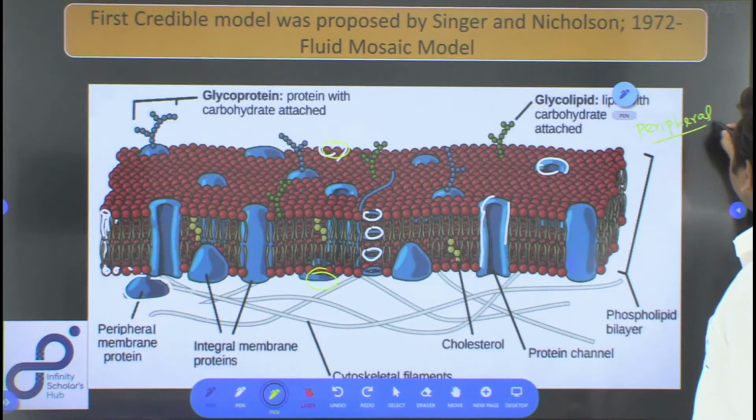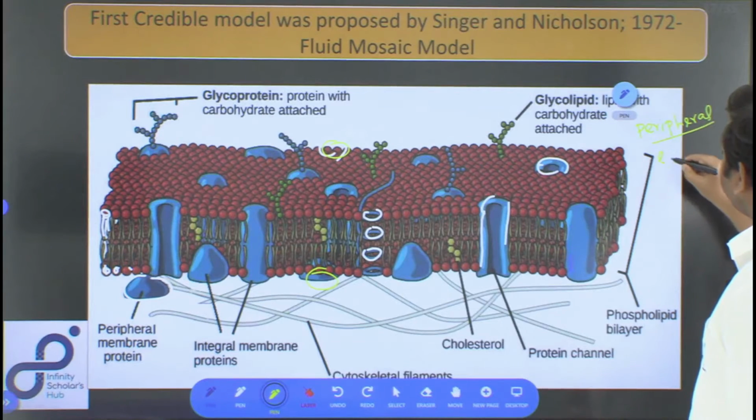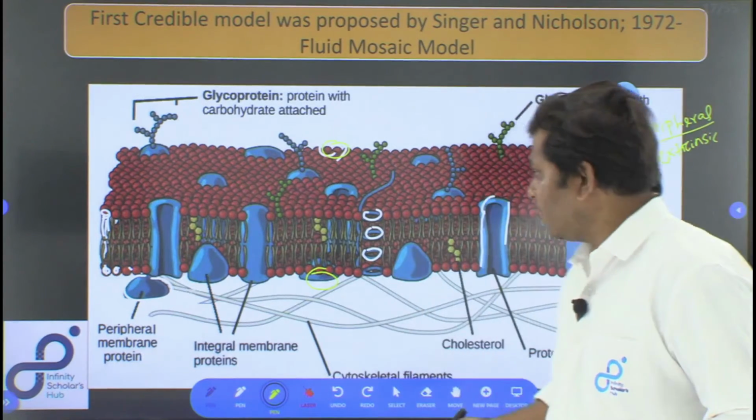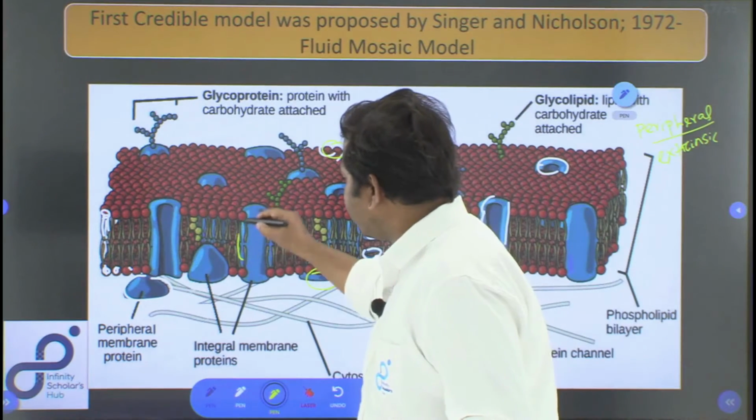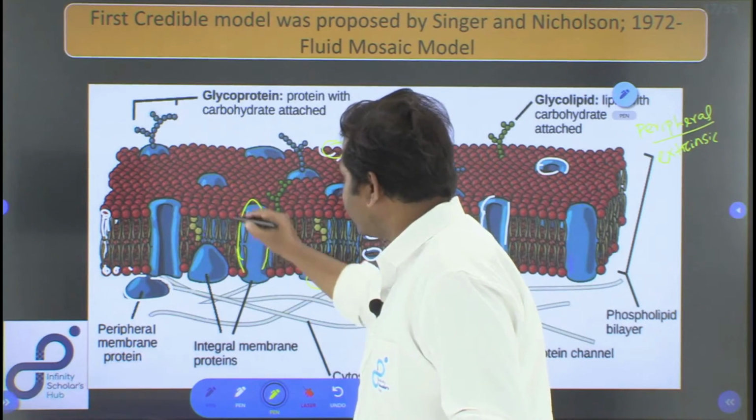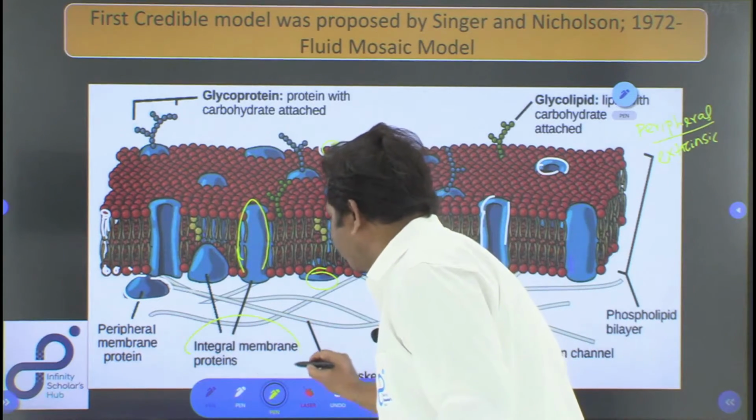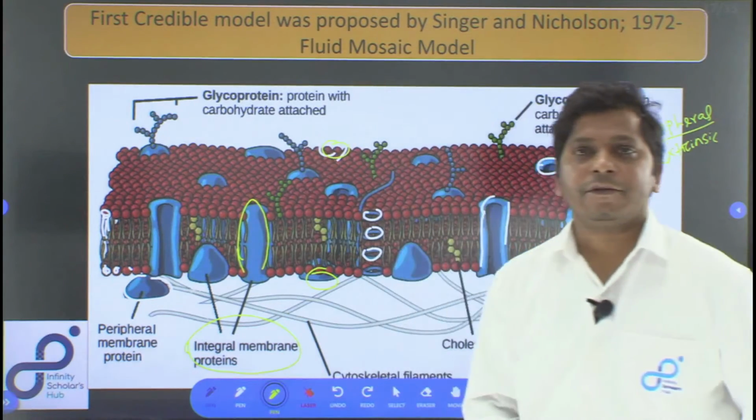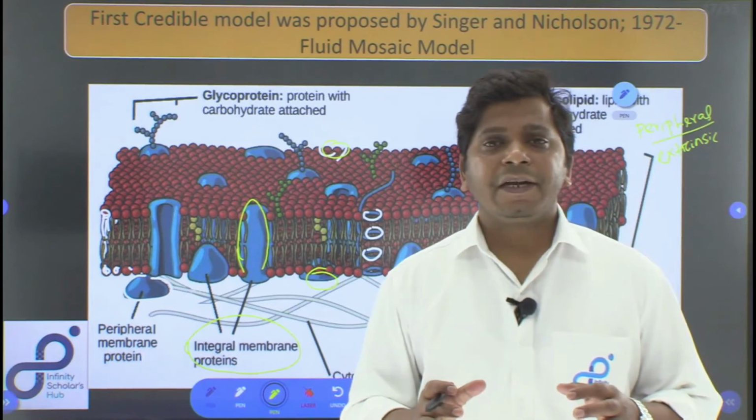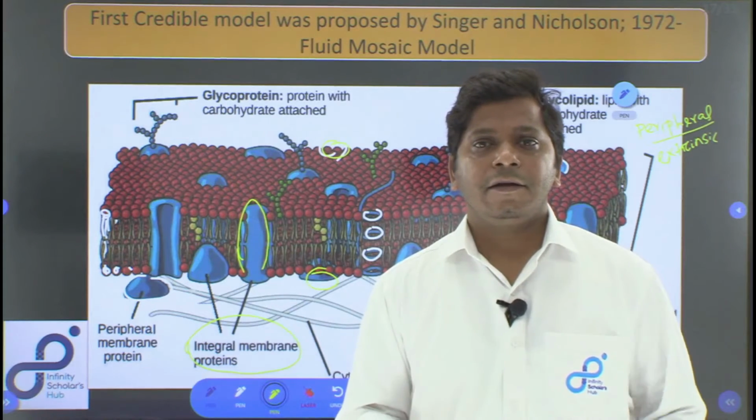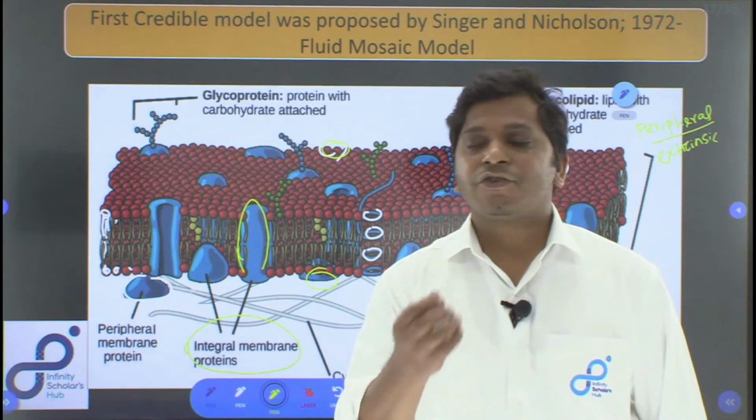The peripheral proteins are also called extrinsic proteins. Why are they called extrinsic? Because they are present outside. And the proteins which are integrated inside, which are present inside, are called integral proteins. So how can we classify that some proteins are extrinsic and some are integral? Basis the ease of extraction.